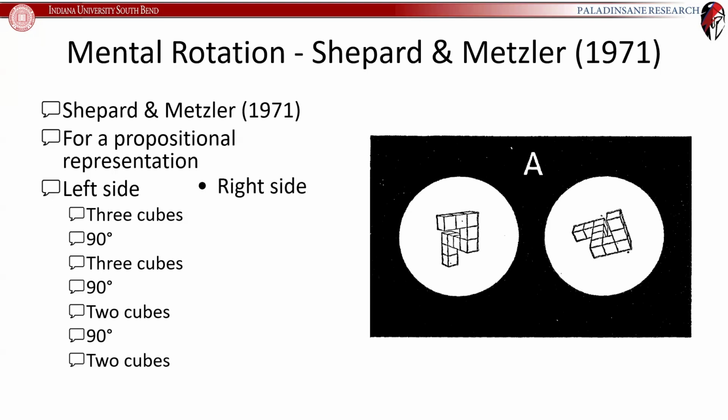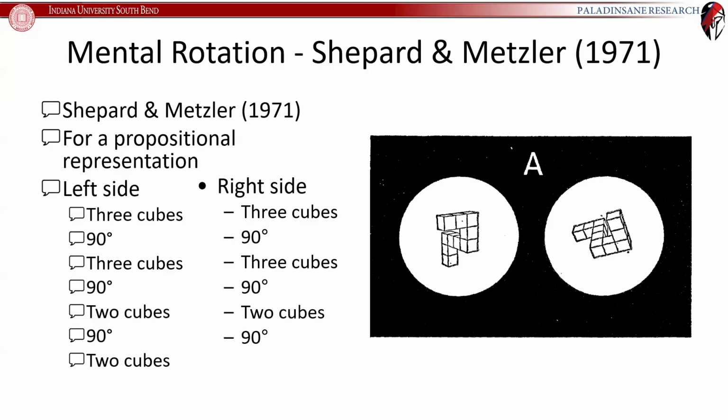And then you encode the right side. And you say to yourself, all right, what does the right side have? Well, it's got 3 cubes. So you compare that to the left side and you're like, check. So far, so good. It's got a 90-degree turn. Compare the right side to the left side. Check. So far, so good. 3 cubes. Check. 90 degrees. Check. 2 cubes. Check. 90 degrees. Check. 2 cubes. These are the same objects.